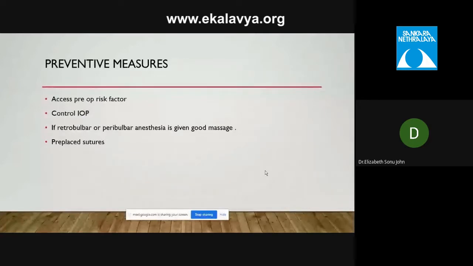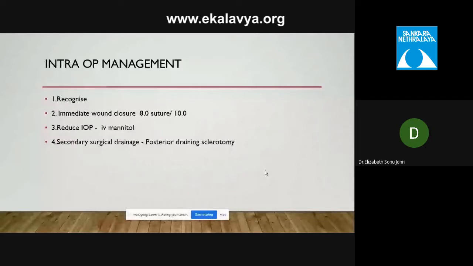And a preventive measure is, if you give a retrobulbar or peribulbar anesthesia, make sure you do a good massage so the IOP is controlled. Especially we see suprachoroidal hemorrhages happening in glaucomatous surgeries. The other is a pre-placed suture. If you expect it, it is good to place a suture before your nucleus delivery, without tying the suture. So that is the intra-op management.